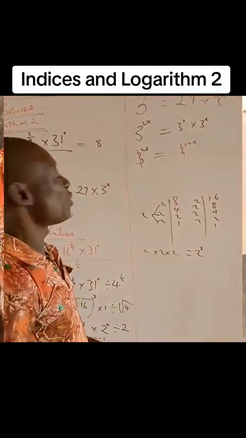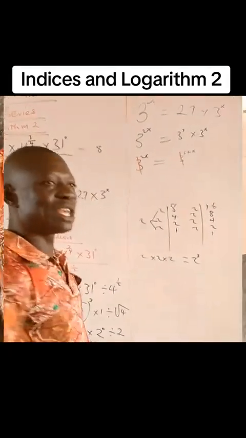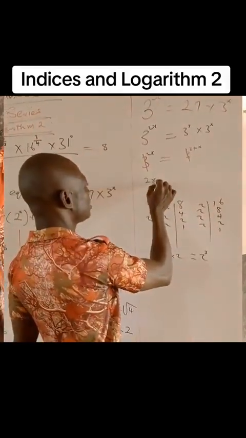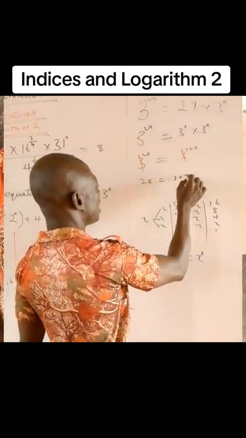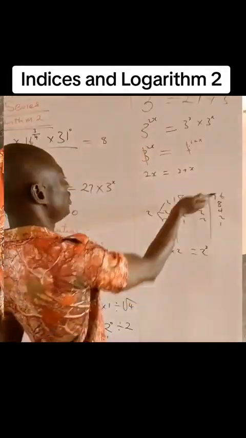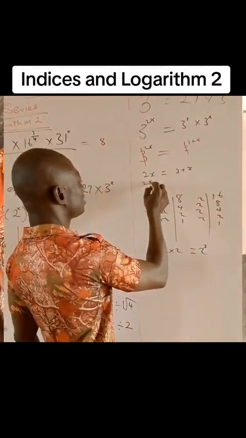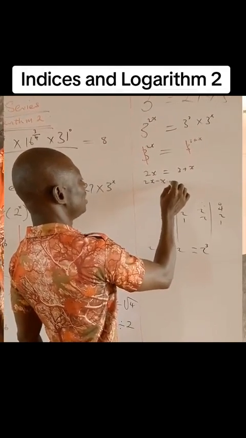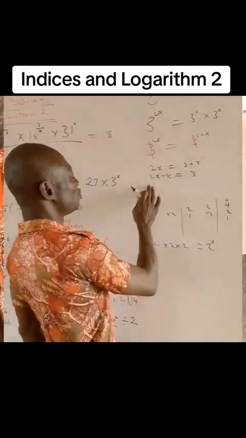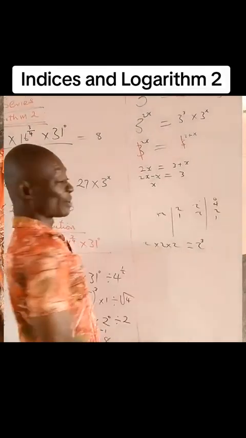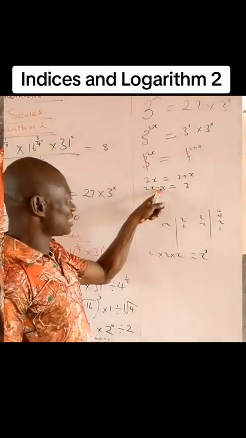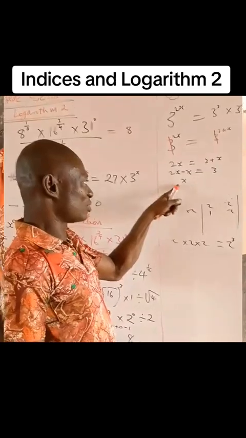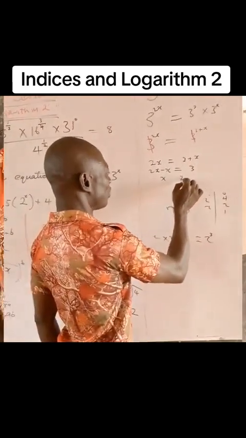Equating indices now, the problem here to solve is the value of x. We are going to have 2x is equal to 3 plus x. Addition of like terms will give us 2x minus x is equal to 3. 2x minus x is x. Remember, the coefficient of this x here is 1. And so 2 minus 1 will give us 1. That will give us x is equal to 3.